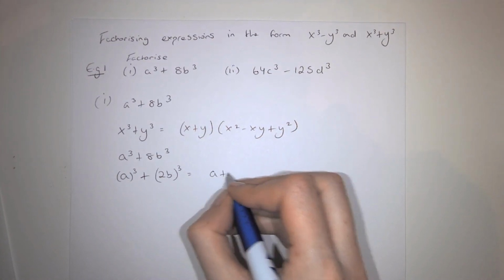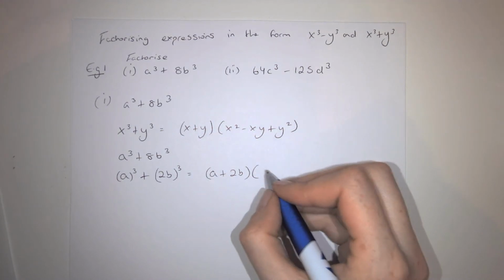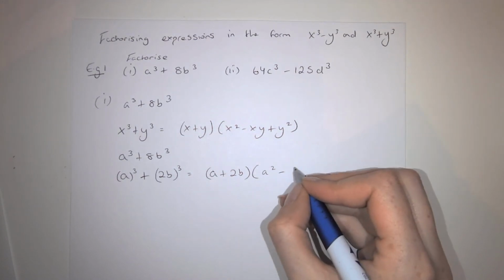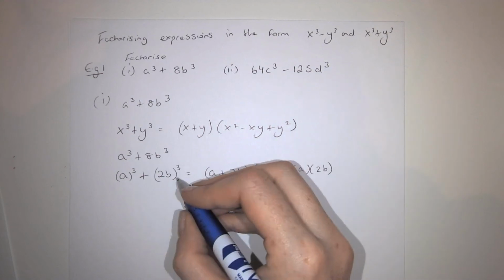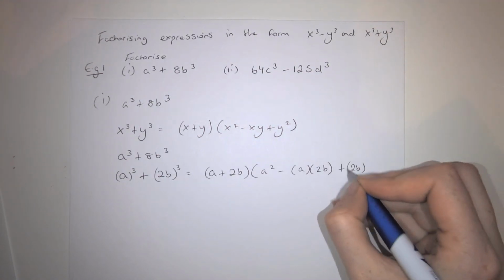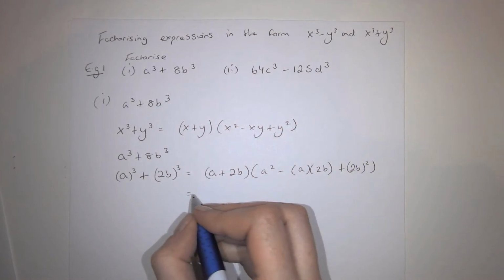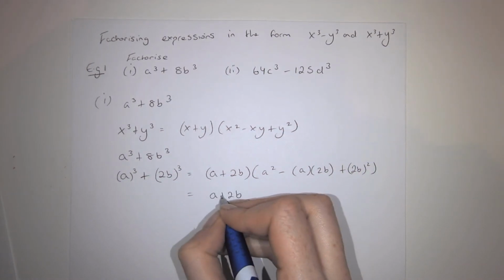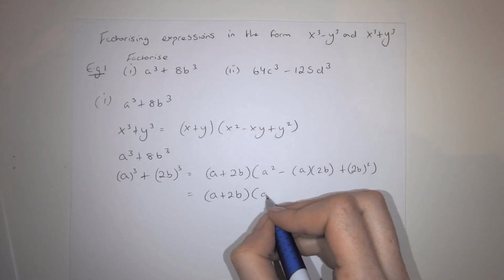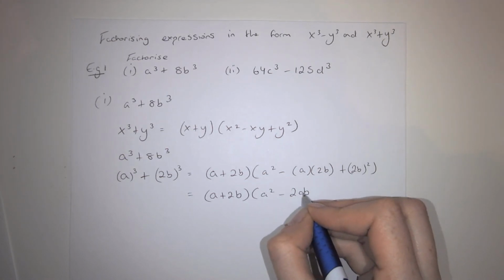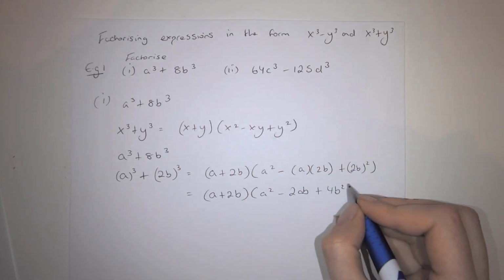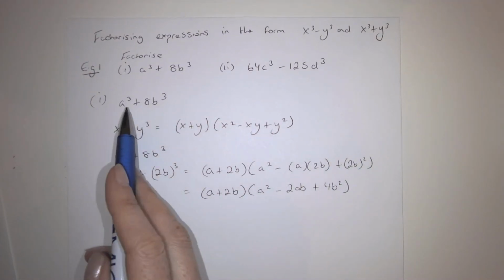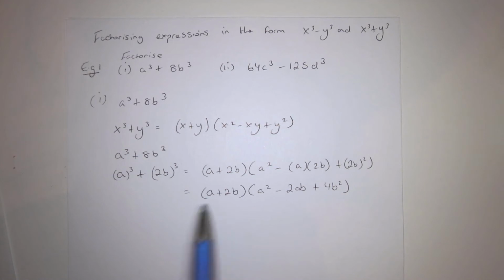So that's a plus 2b bracket a squared minus a by 2b plus y squared, which is 2b squared. Just to tidy it up a little bit: a plus 2b inside the bracket, a squared minus 2ab, it's just a little bit tidier, plus 2b squared is 4b squared. So a cubed plus 8b cubed factorised is a plus 2b a squared minus 2ab plus 4b squared.